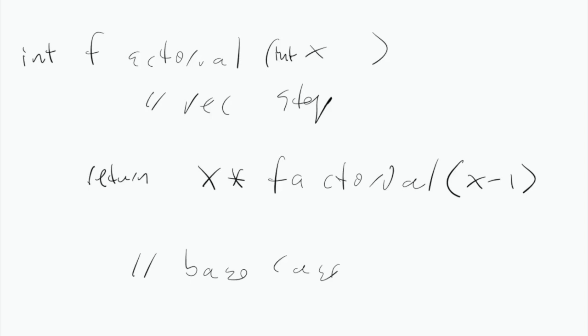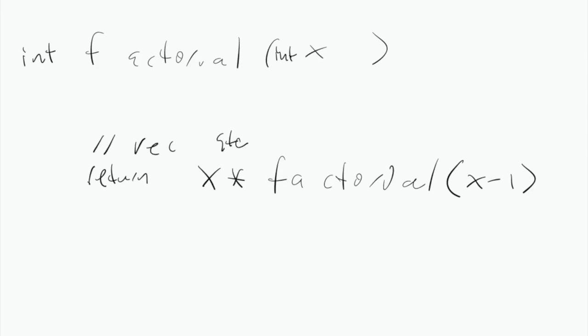Pretty makes sense, right? Okay. So every recursive function needs two parts. It needs the recursive step and the base case. So here's my recursive step. And what about the base case?